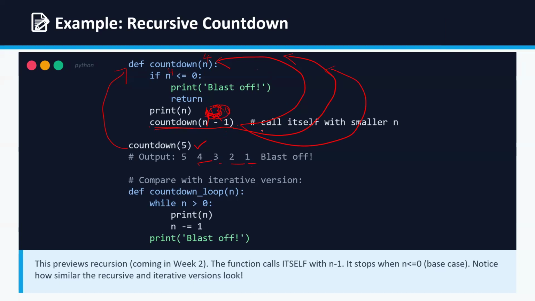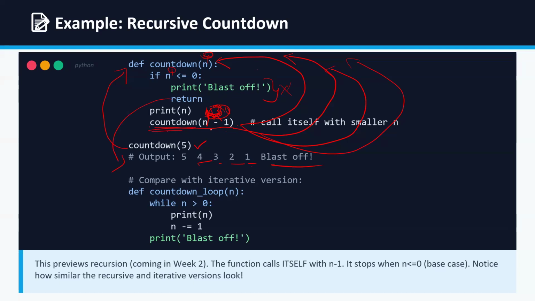Now countdown of 0 means it will go here. Now it will check if 0 is less than or equal to 0, print blast off. Here the condition will become true, and now here it will break and return out. It will say blast off and it will not repeat.